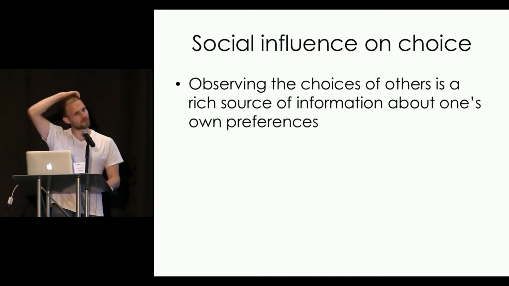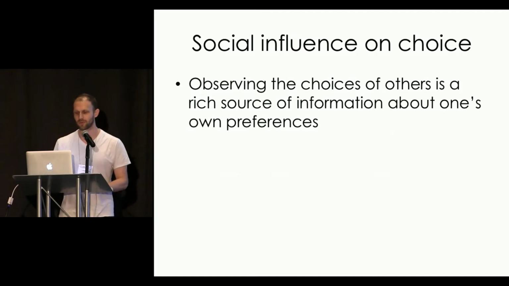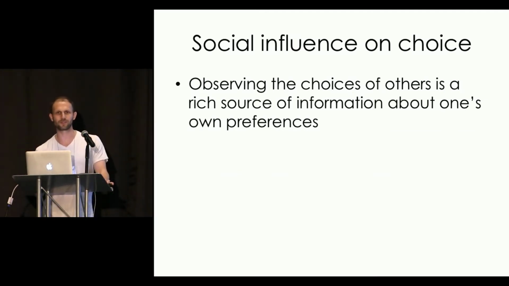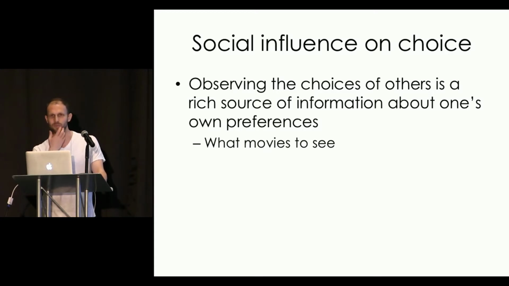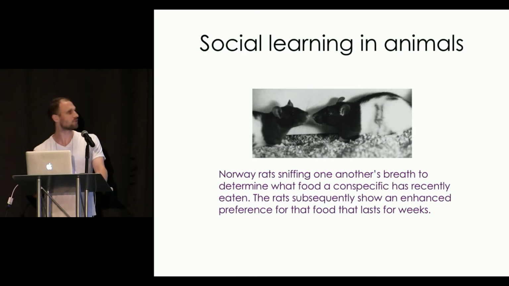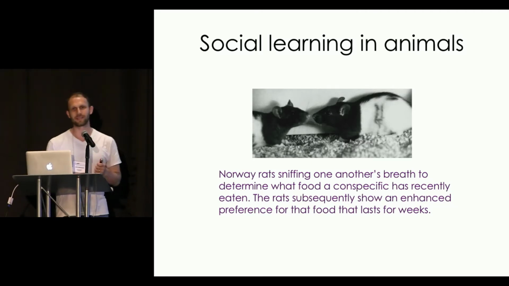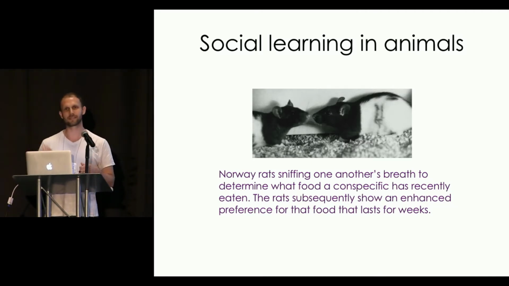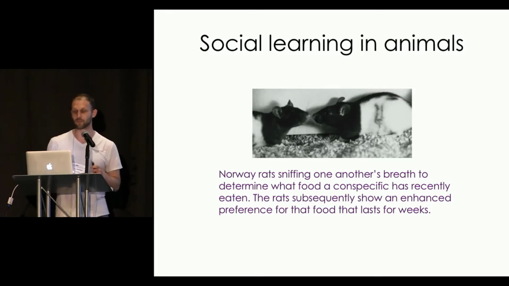To give you some sense of why this is important, I think we all know that social information is very influential in determining our decisions. It determines what movies we see, what music to listen to, what food to eat. And this is true all across the animal kingdom. Here are two Norway rats sniffing each other's breath, and depending on what they smell, that could introduce a very long-lasting food preference that could last for weeks.